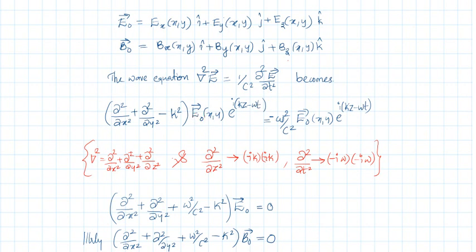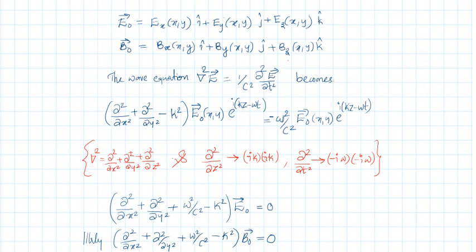∂²/∂x² + ∂²/∂y² + ω²/c² − k² acting on E₀ equals 0. Similarly, ∂²/∂x² + ∂²/∂y² + ω²/c² − k² acting on B₀ equals 0. These are vector expressions. So this is equivalent to 3 equations, one for Ex, one for Ey, and one for Ez. This is also equivalent to 3 equations, one for Bx, one for By, and one for Bz.